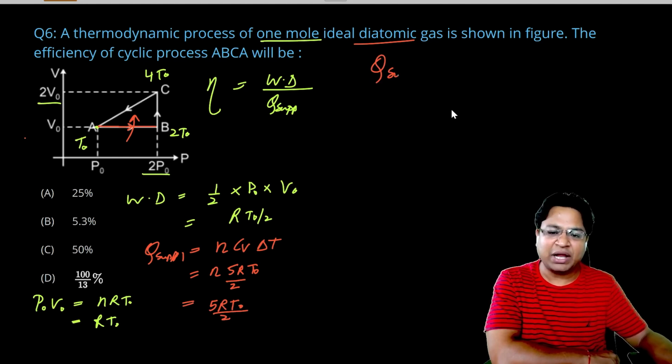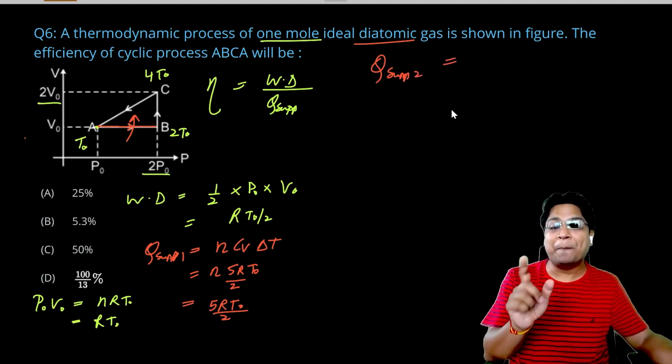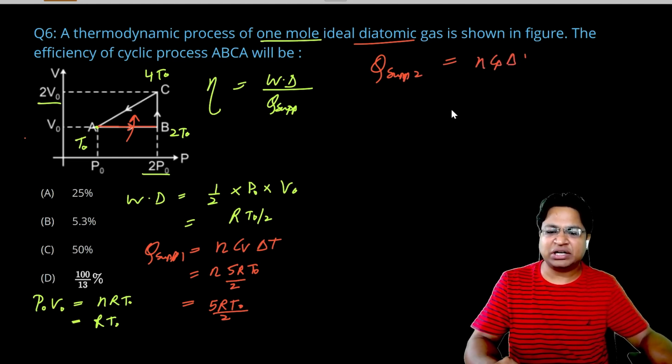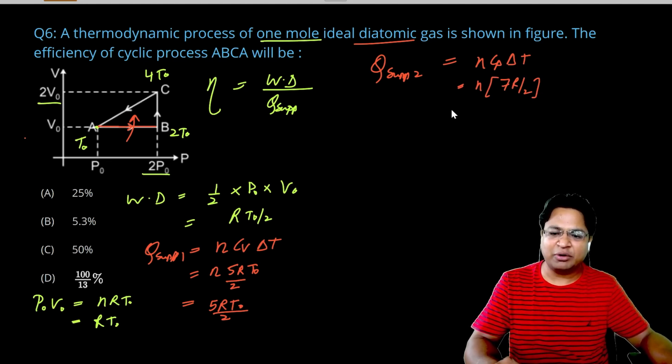Now the heat supplied in the second process, that is the BC process. BC process is isobaric expansion. Okay, so nCP delta T. So n and CP would be 7R by 2. And how much is delta T? The temperature changed from 2 T naught to 4 T naught, so the delta T would be 2 T naught. So this becomes what? 2 gets cancelled, n is 1, so this becomes 7RT naught.